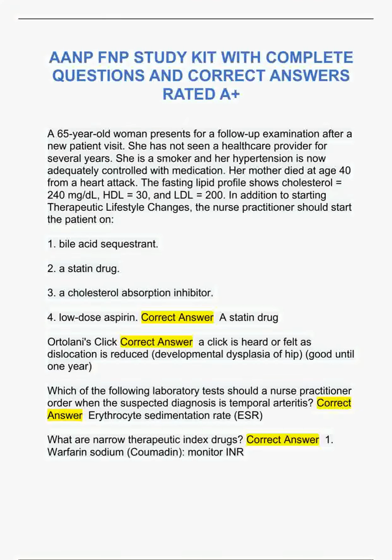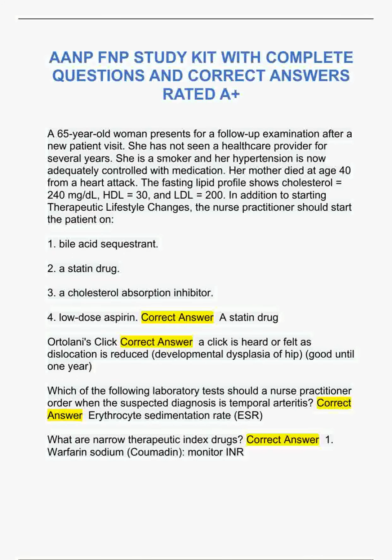Rated A+. A 65-year-old woman presents for a follow-up examination after a new patient visit. She has not seen a healthcare provider for several years. She is a smoker, and her hypertension is now adequately controlled with medication. Her mother died at age 40 from a heart attack. The fasting lipid profile shows cholesterol equals 240 milligrams per deciliter, HDL equals 30, and LDL equals 200.